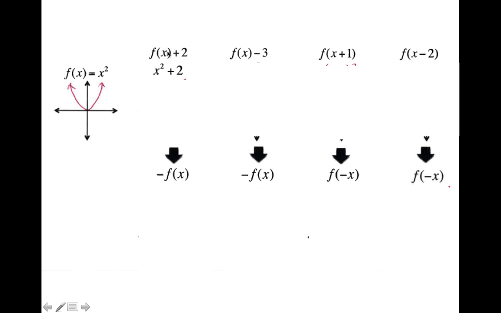Because f of x is like your y. So you're increasing the y values by 2. So the whole function, or the y values, are being increased by 2. So that means it's going to look like this. This one is a vertical translation, up 2.